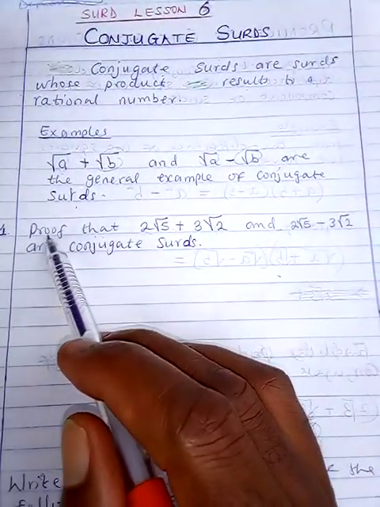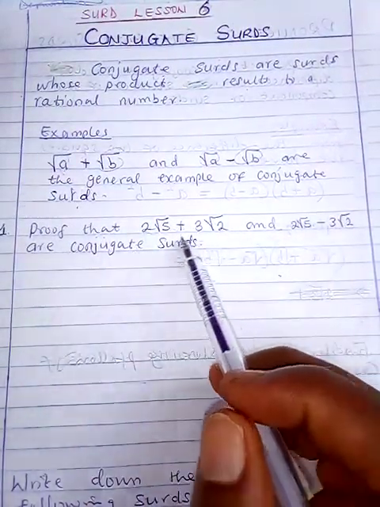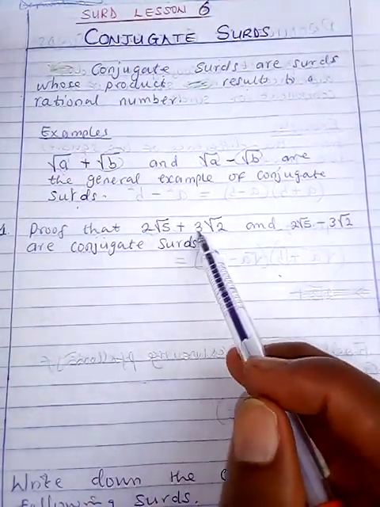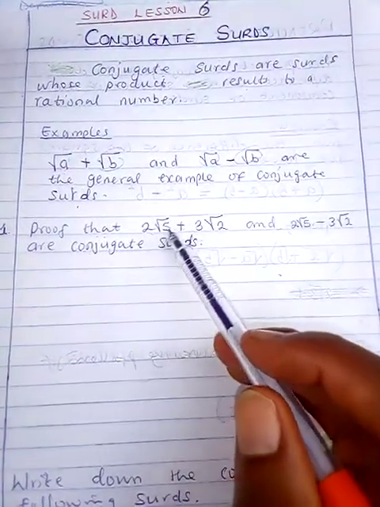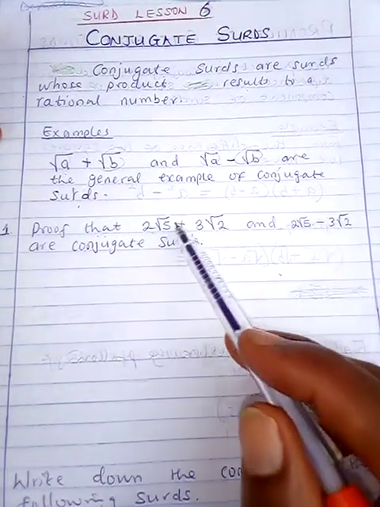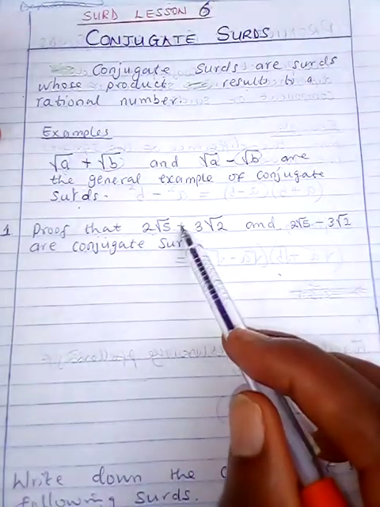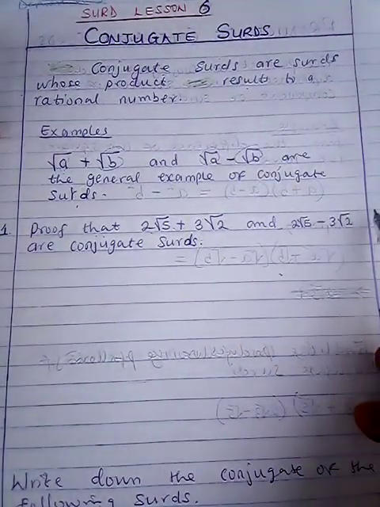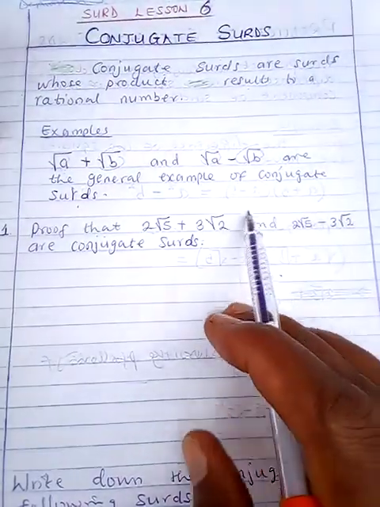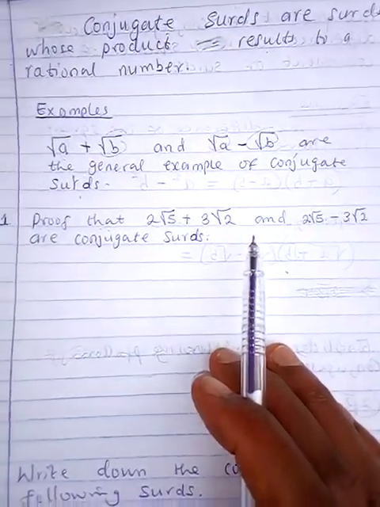Now we are going to prove that this surd and this surd are conjugate surds. If you look at this, this is 2 root 5 plus 3 root 2, and we have 2 root 5 minus 3 root 2. The elements of these surds are the same. This and this are the same, and this and that are the same. The only difference is that this is an additive surd and this is a subtractive surd, and they are conjugate surds. We are going to prove it right now, how to show that those surds are conjugate.